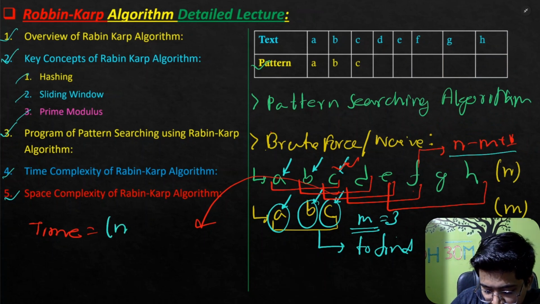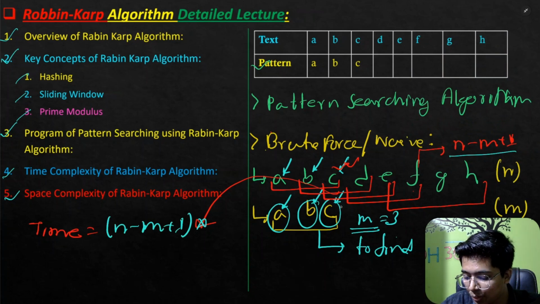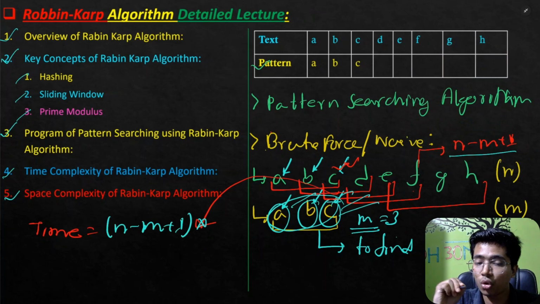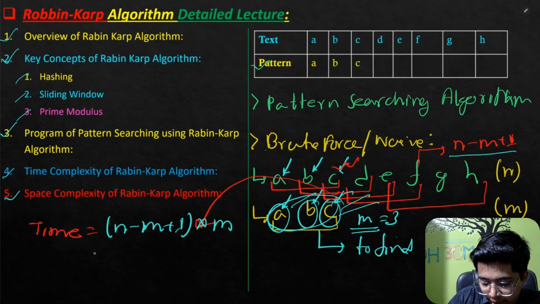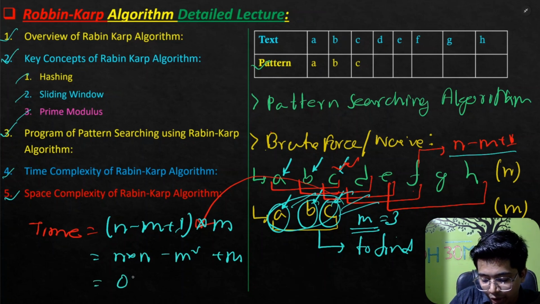Time required is (n minus m plus 1) into, what are we searching? We are searching for all the patterns. Again we are comparing 3 times, with this one, this one, this one, this one. So for n minus m plus 1 times we are comparing m times, that means 3 times. So it becomes n cross m minus m square plus m. In approximation, we call it big O of n square.